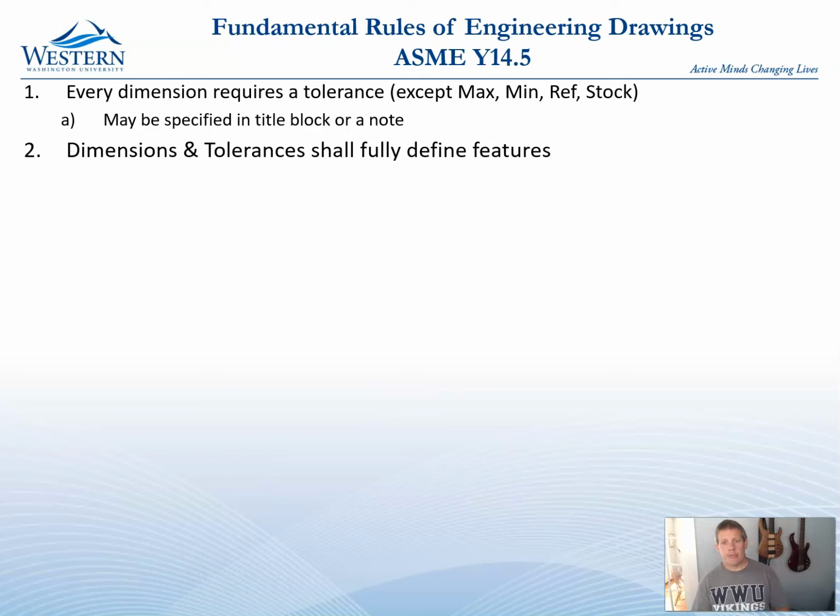Okay, so dimensions and tolerances shall fully define features. You can't leave anything floating. All features must have enough dimensions to be able to position them and give them size. GD&T goes on top of that. That's additional to it, but you have to be able to look at any feature on there and know where it happens. There are a few places where you can assume symmetry and you can assume 90 degrees.